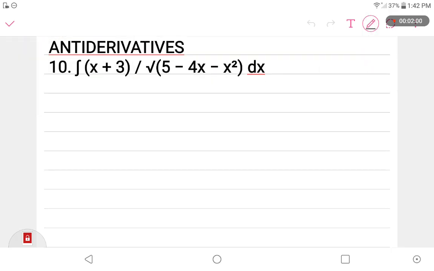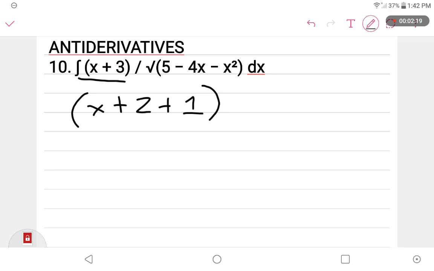Next, we adjust the numerator. What we have now is x + 3. We can rewrite that as the quantity (x + 2) + 1, so it lines up perfectly with our completed square.